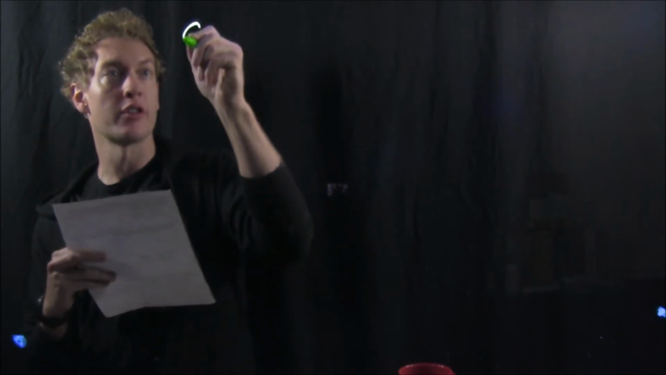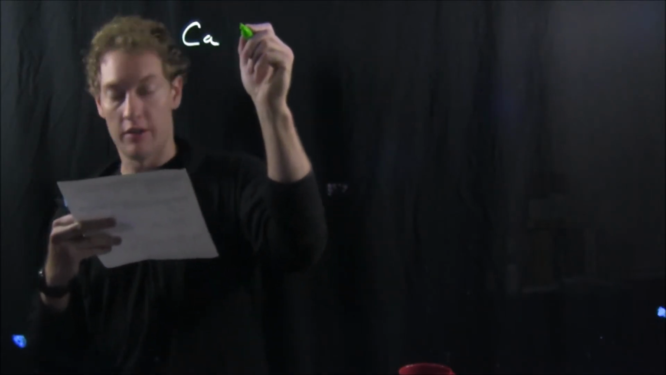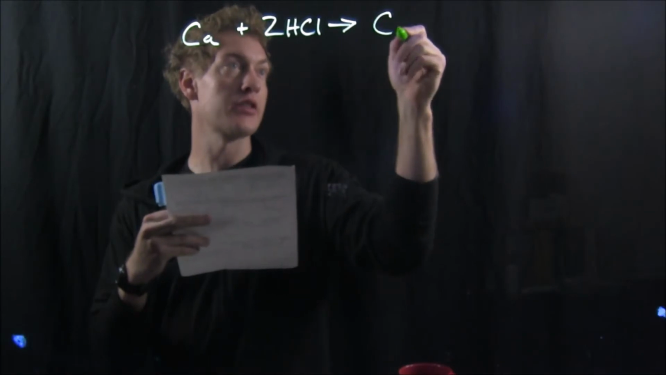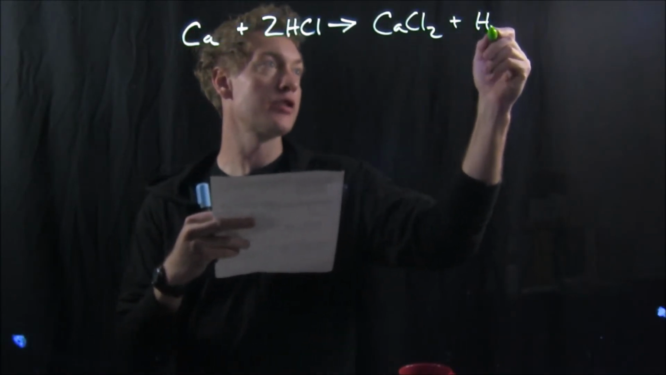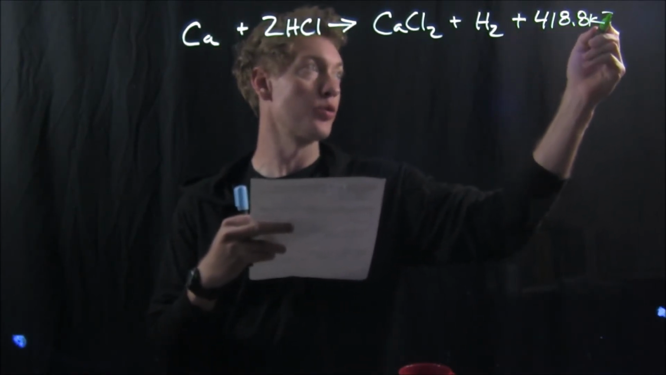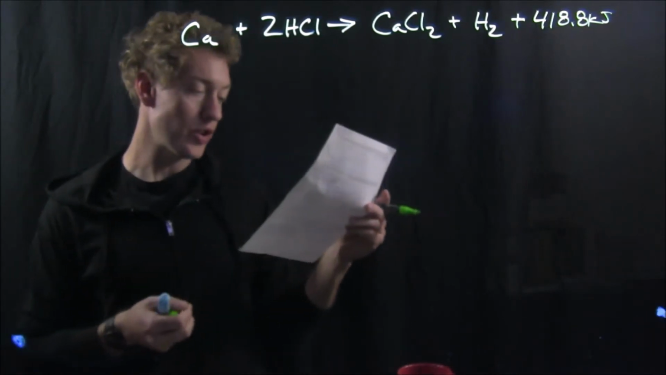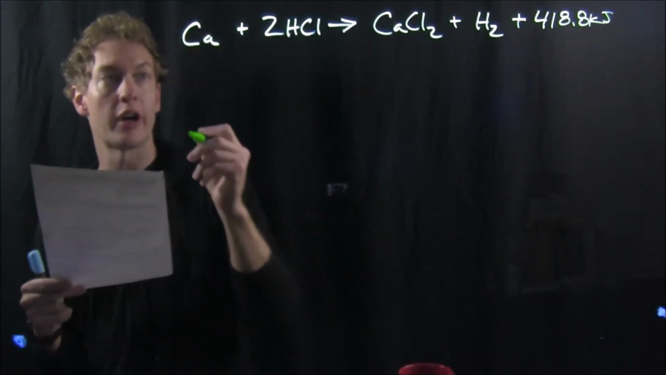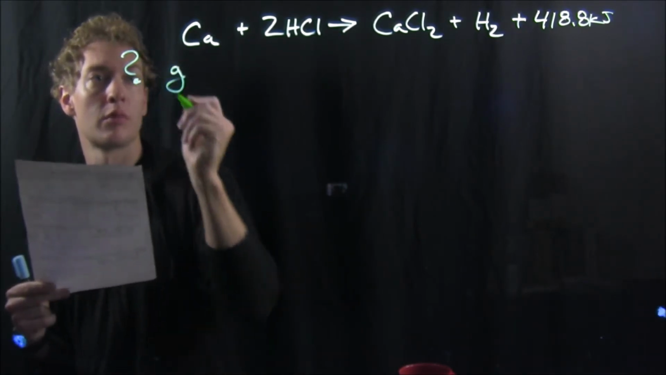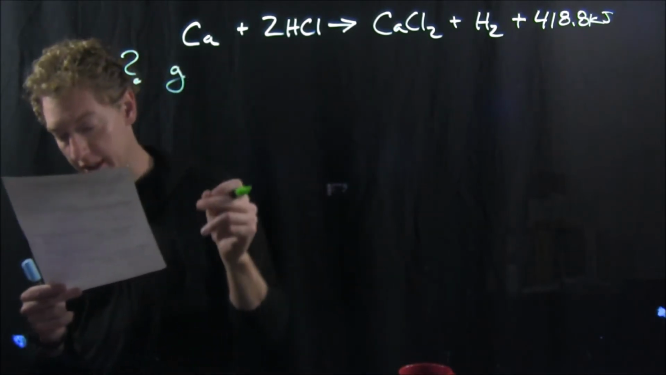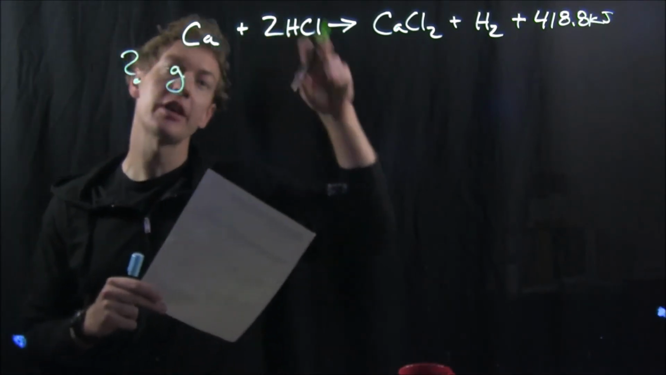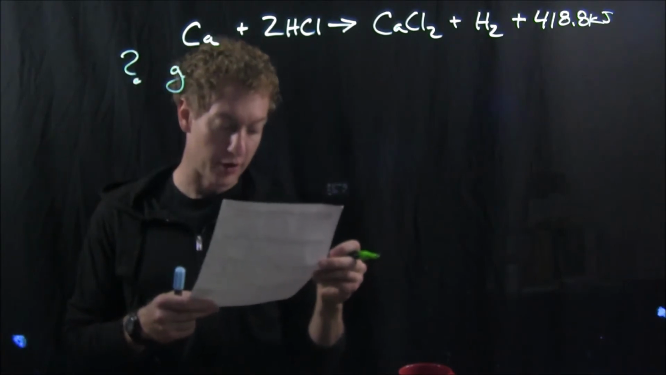We start this one with a thermochemical equation. Calcium plus 2 hydrochloric acids yields calcium chloride and hydrogen gas and 418.8 kilojoules of energy. And the question wants to know how many grams of calcium, so that's our unknown, would it take to react with excess HCl? So there's plenty of HCl. I don't have to worry about that in the problem at all.